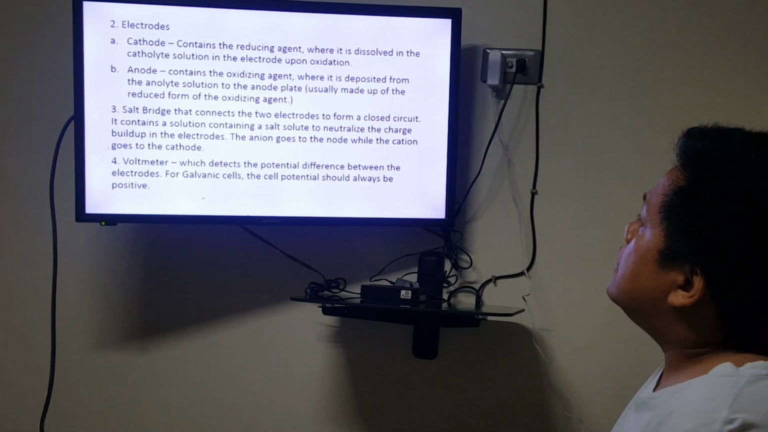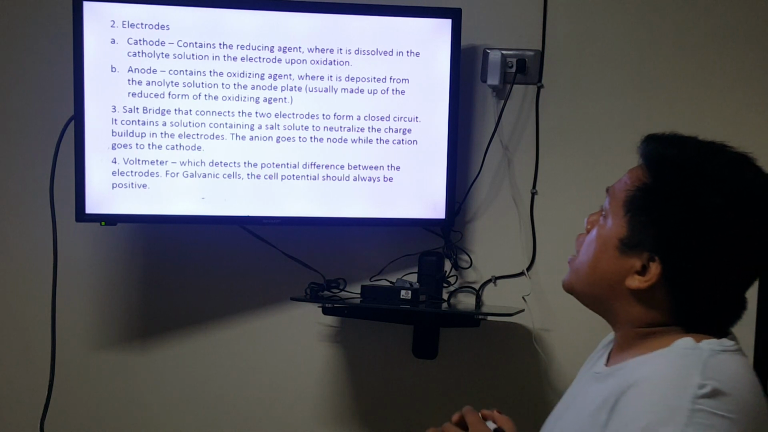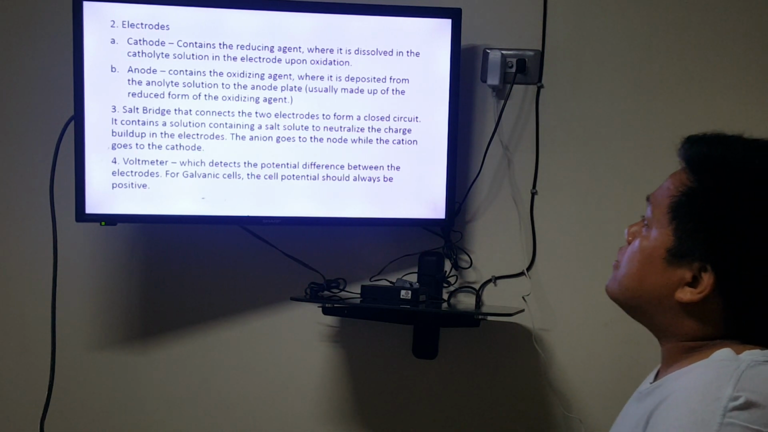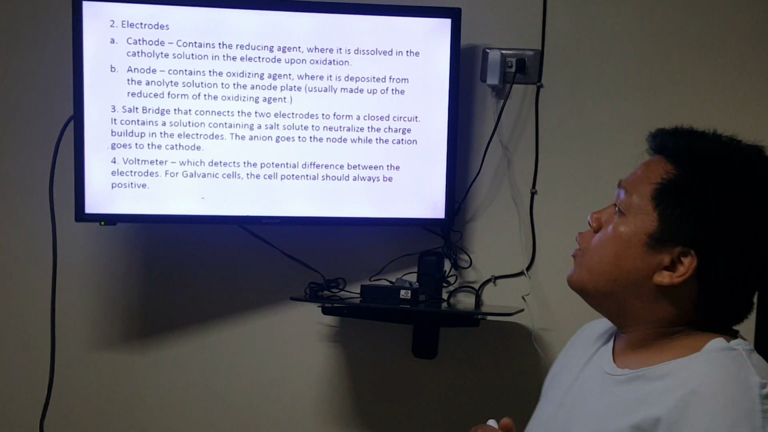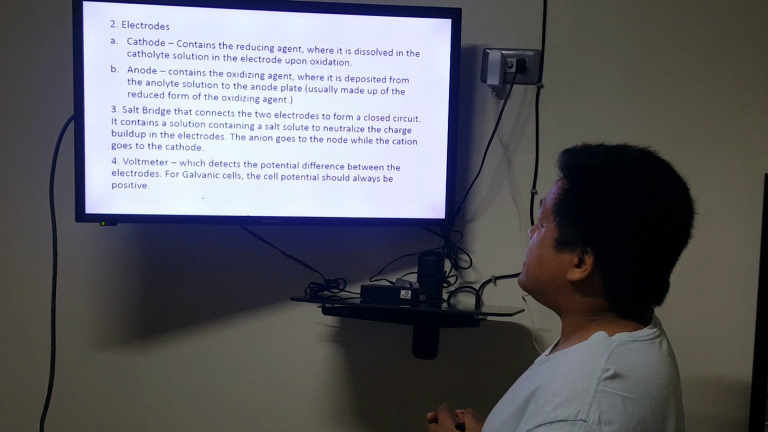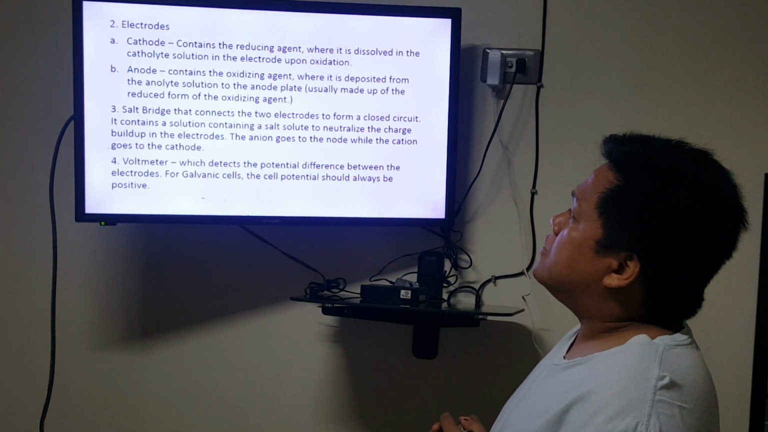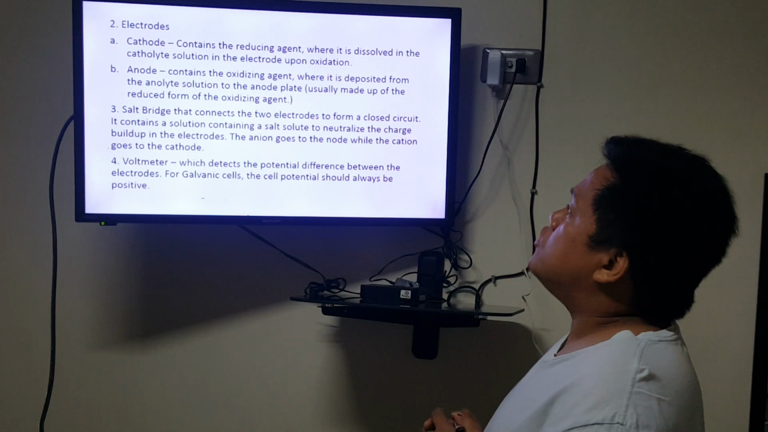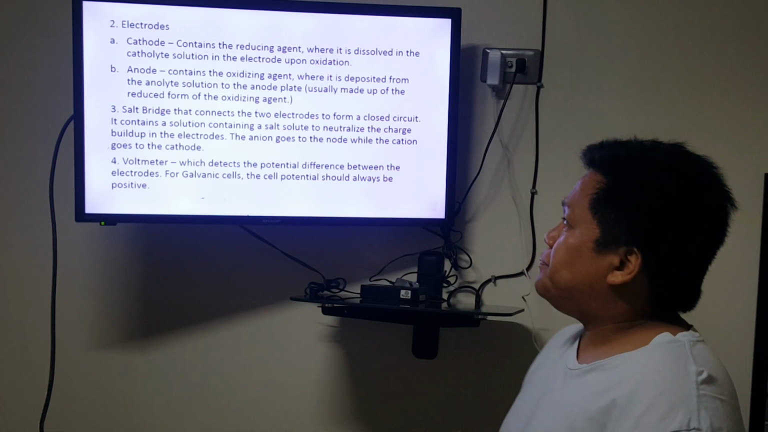The electrode containing the reducing agent is dissolved in the solution at the electrode upon oxidation, while the other contains the oxidizing agent, which is deposited from the solution onto the electrode plate, usually made up of the reduced form of the oxidizing agent.